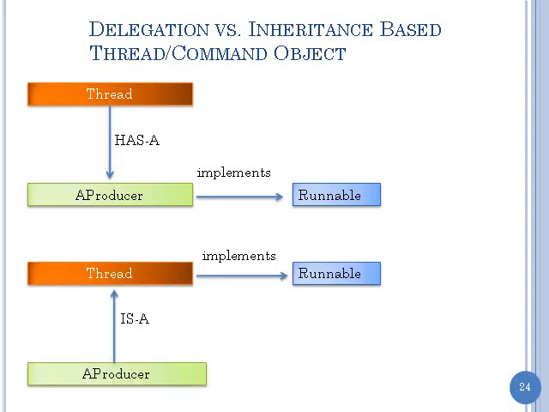And the other approach is, a producer is a thread. You just make the producer be a thread. Thread happens to implement runnable, so you can override its default implementation of run to write your own code. That's another way to do it, and then you can just say producer.start.